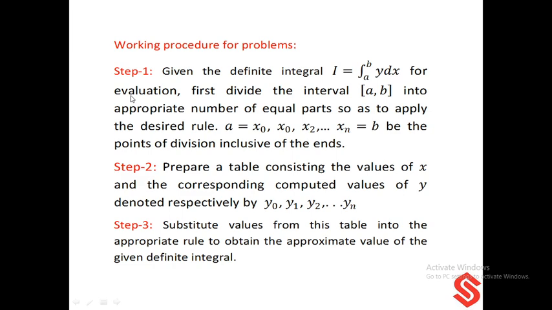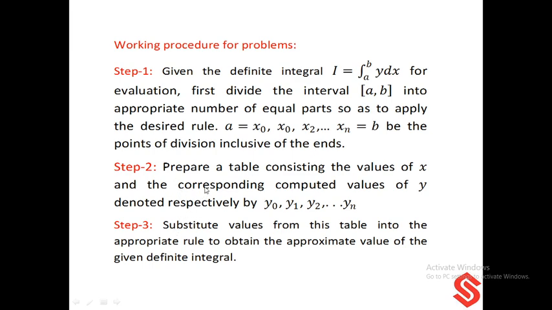So the working procedure is as follows. Step 1: given the definite integral I is equal to integral a to b y dx for evaluation, first we divide the interval a, b into an appropriate number of equal parts so as to apply the desired rule. So a is equal to x naught, then x1, x2, etc., xn is equal to b be the points of division inclusive of the ends.